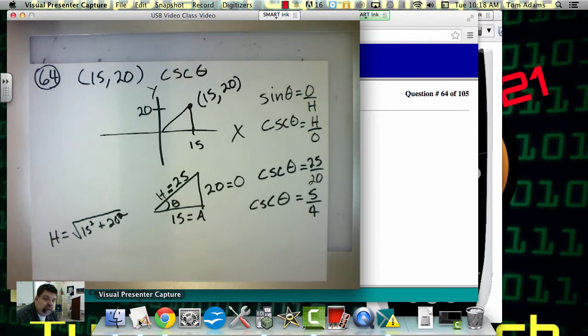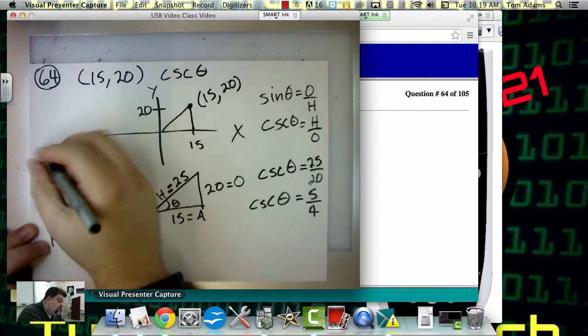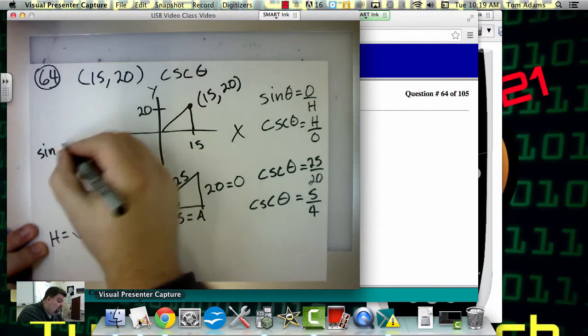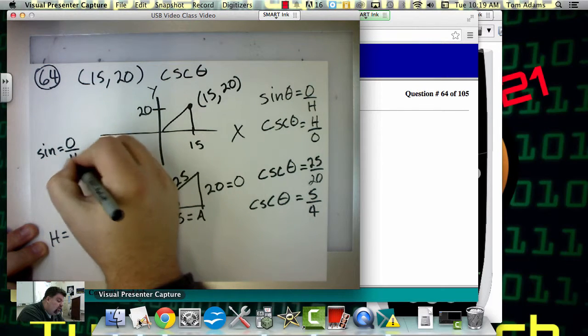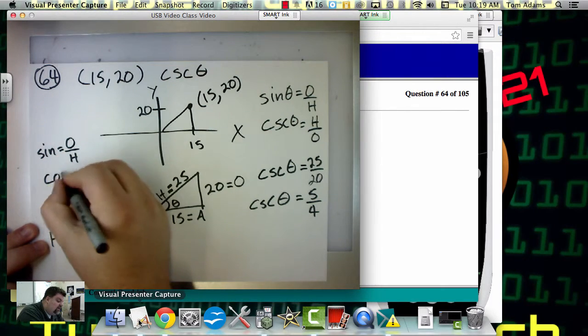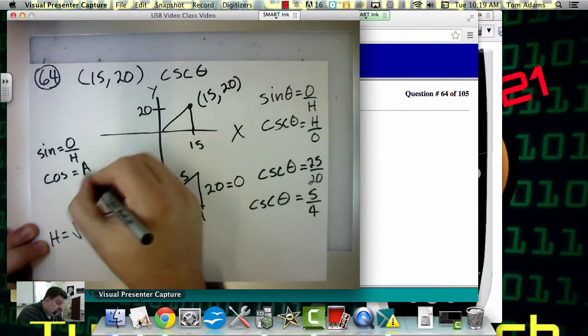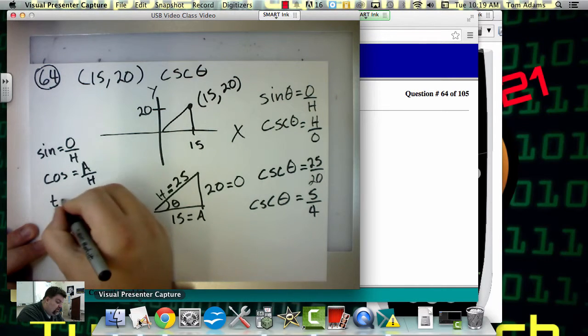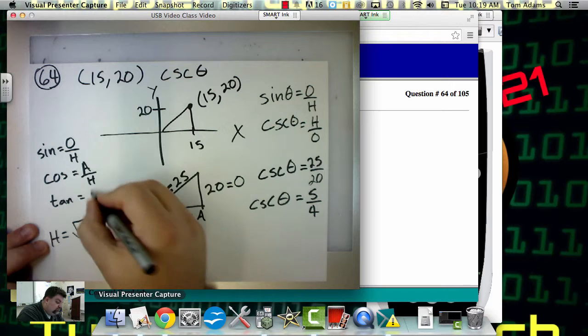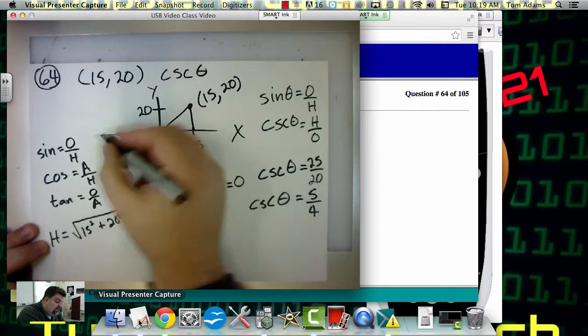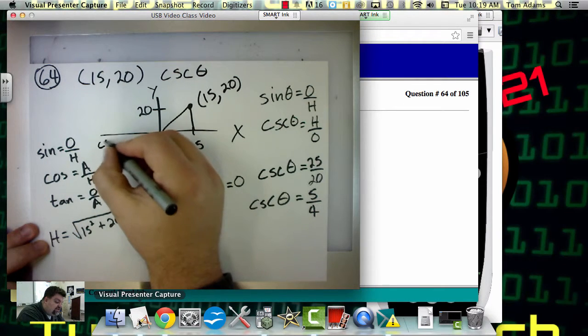How did you decide? Do you just have to memorize that cosecant is the hypotenuse over the opposite? Yeah, you need to memorize that. We all know SOHCAHTOA, right? So this is the SOH, this is the CAH, and this is the TOA. But then you have to remember the reciprocal. So this is like cosecant.